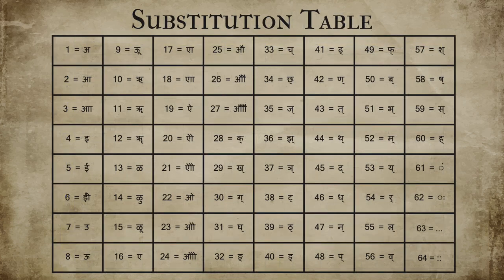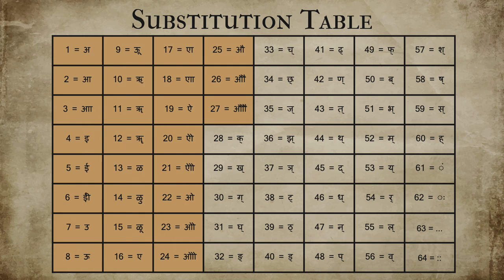This simple substitution table gives the relation between a number and its corresponding sound. According to it, a single number corresponds to a single phonetic alphabet or sound. Here we have used the Devanagari script to represent our sound, but we can use any phonetic script according to our convenience, like Kannada, Tamil, Gujarati, and so on.